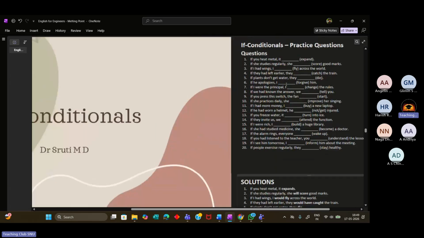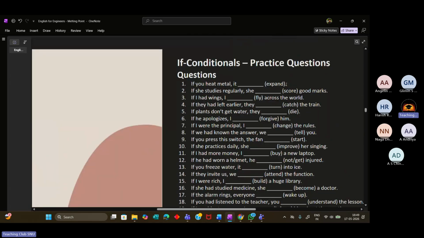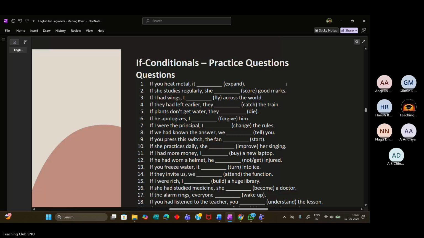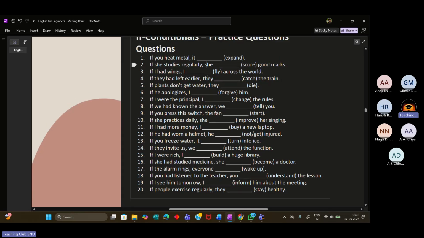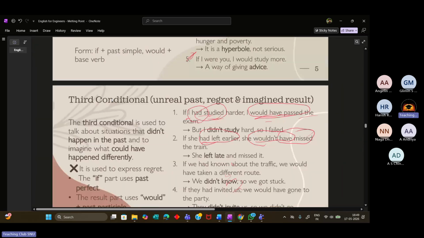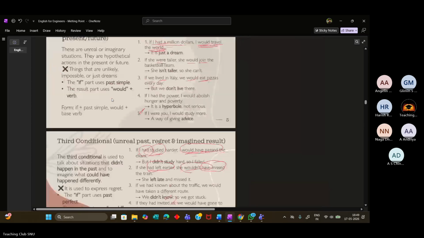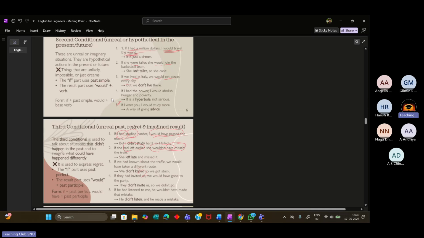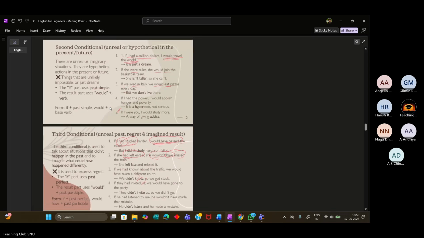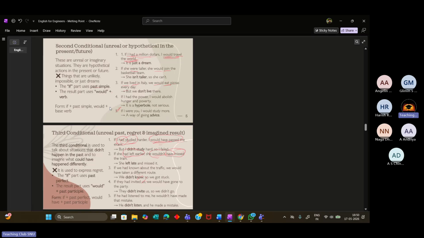There is a possibility for you to get confused between the second conditional and the third conditional, so remember this. If you want me to solve the examples again, or else you can skip this, no issue. I will tell you a different way to spot the difference. Sorry, I mean how to differentiate between the second conditional and the third conditional.